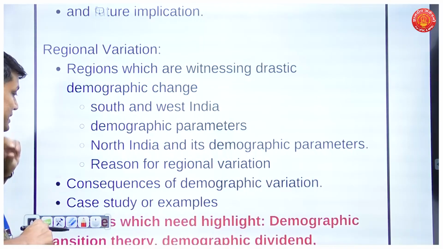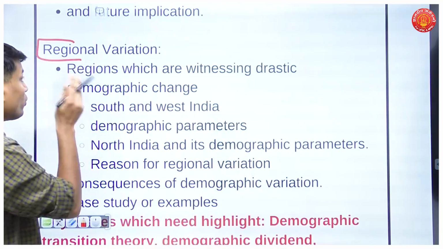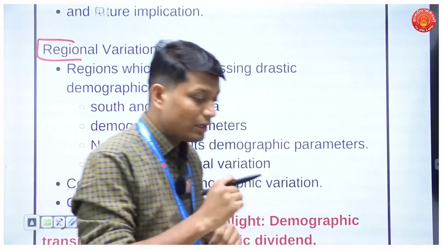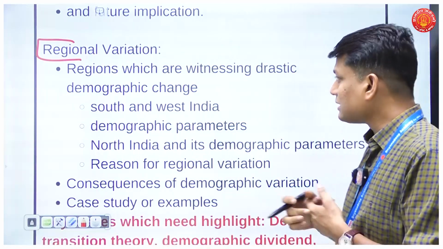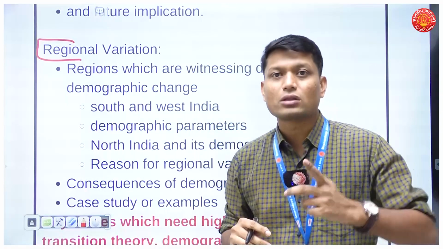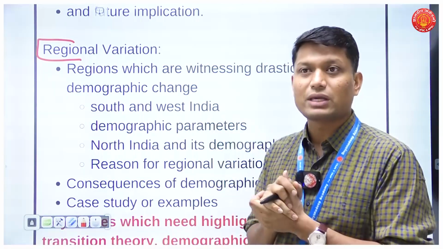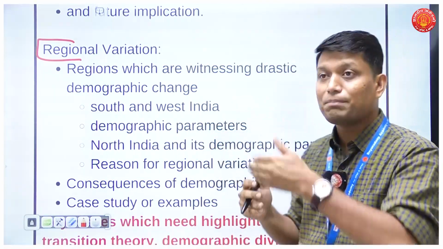Let's move on to the second part. In the second part, you have to highlight what the regional variations are. Now, when it comes to regional variations, I have a method. I generally compare north and south, east and west. But here, what we can have, we know a demographic pattern is there.